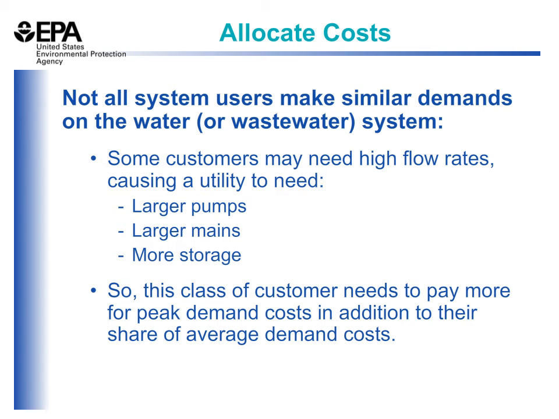So then, how do you allocate costs? Well, not all system users make similar demands on the water or wastewater system. So if you use more, do you pay more? Or if you use more, do you pay less? Consider that some customers with high flow rates may need more attention. They may have more service calls, they may need larger pumps, larger mains, may need additional storage, so they should pay more for that additional service.